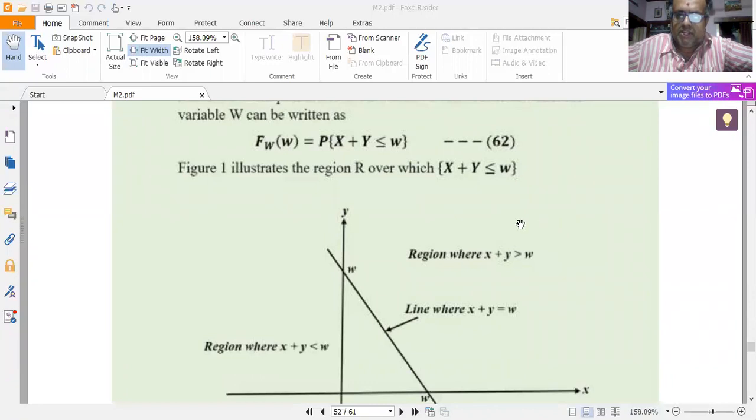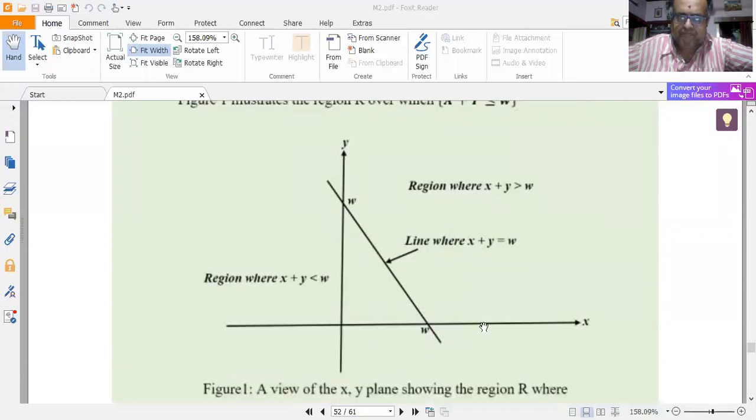So the region over which X plus Y less than or equal to w exists is shown in this diagram. This is the straight line, in the intercept form. If you remember, x by a plus y by b is equal to 1. So I have got the x-axis and the y-axis here. The coordinate at this point is (w, 0), and the coordinate at this point is (0, w). So this is the line where X plus Y is exactly equal to w.